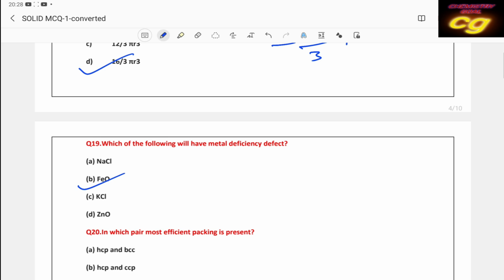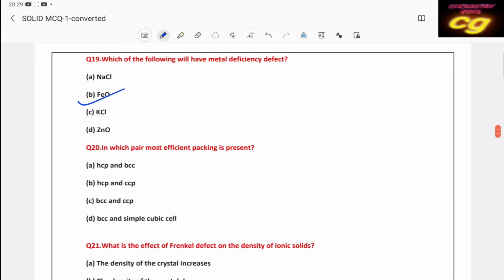In other cases, these are called metal excess defect. Here in sodium chloride, Cl minus is removed, so the metal will be in excess. Then potassium chloride also the same, metal will be in excess. Zinc oxide also, metal will be in excess. Only in ferrous oxide, as ferrous ion converts to ferric ion, this is called metal deficiency defect, non-stoichiometric defect.